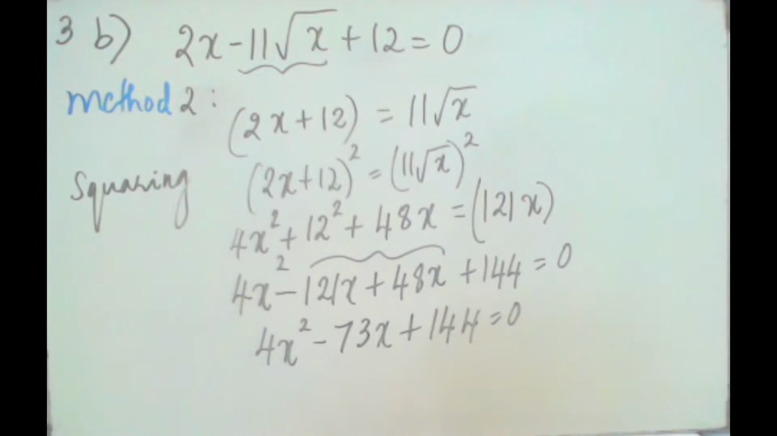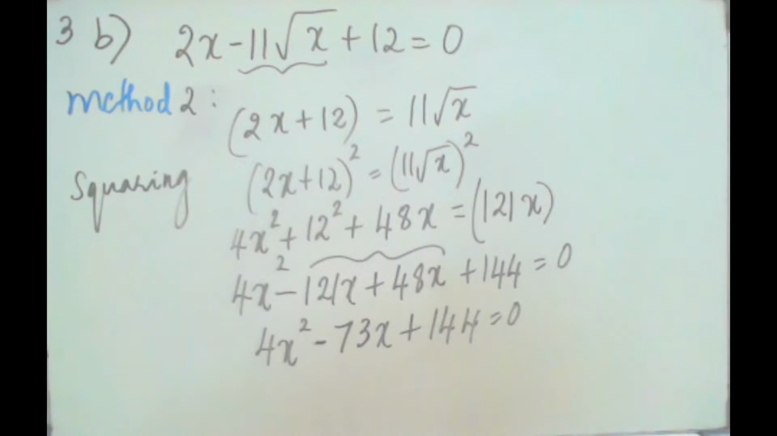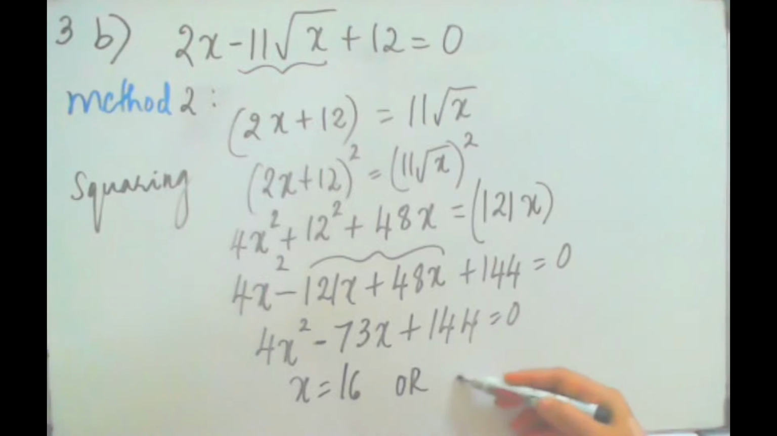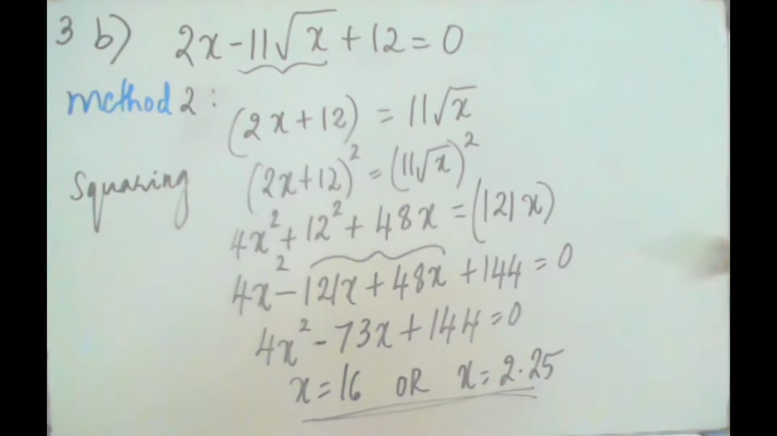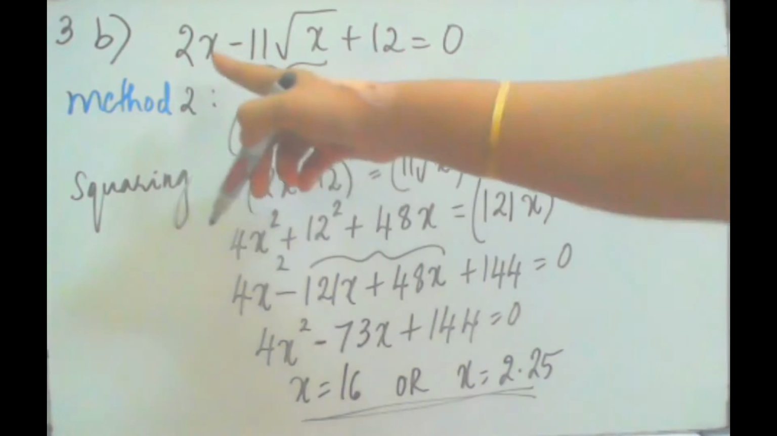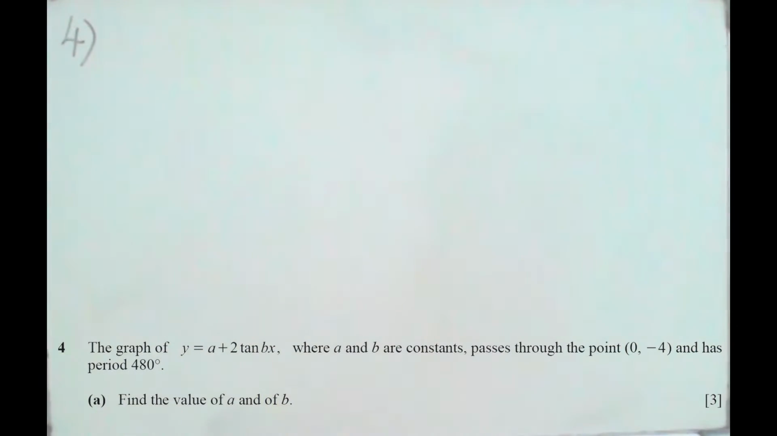In method 1, we got a quadratic equation in y. We got the value of y and then we converted it to x value. But here you will get x value straight away. So you solve this using the formula method or factorization method. You will find that x is equal to 16 or x is equal to 2.25 are the two values that we get for x, which is a solution for question 3b. Let's do question number 4.